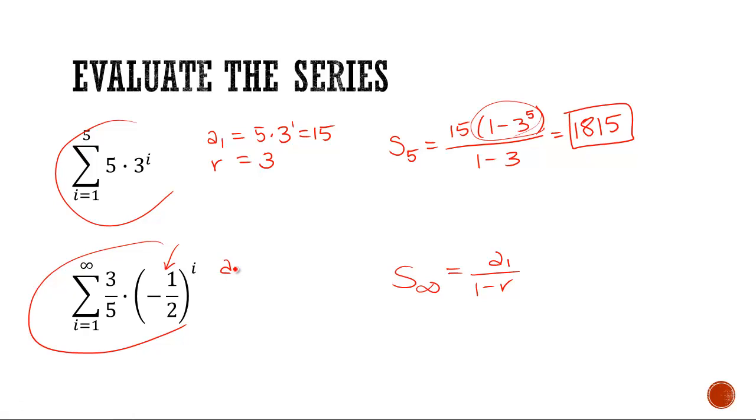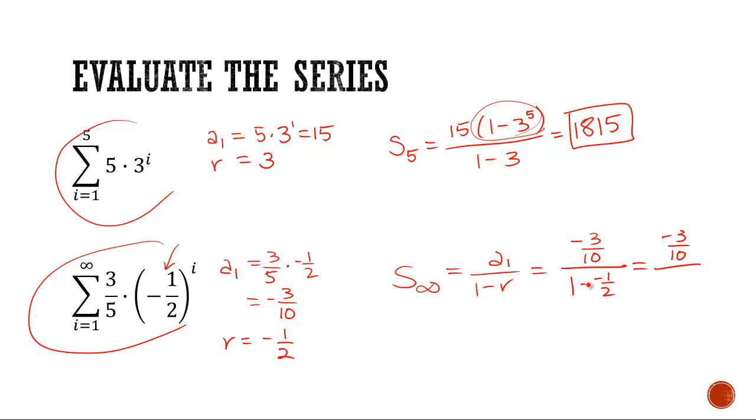So what's our A1? Our A1 is 3/5 times negative 1/2 to the power of 1. So we can simplify that. We get negative 3/10. And what's our rate? Well, our rate is negative 1/2. So let's plug that in. So we have negative 3/10 over 1 minus negative 1/2, which will be negative 3/10 over 1 plus 1/2, which is 3/2. So then we can, for the division, multiply by the reciprocal, simplify, and we get negative 1/5.